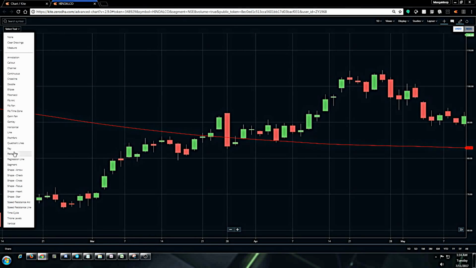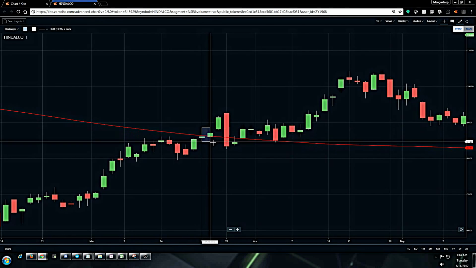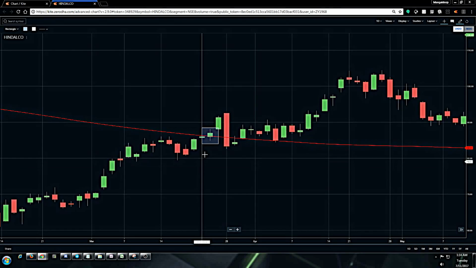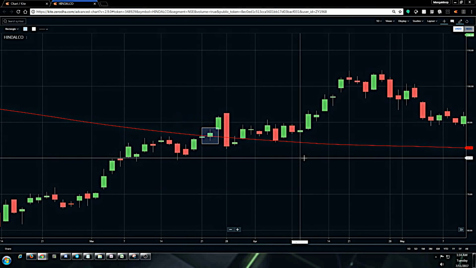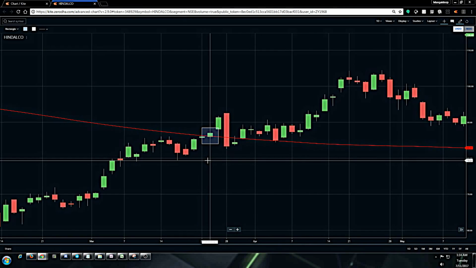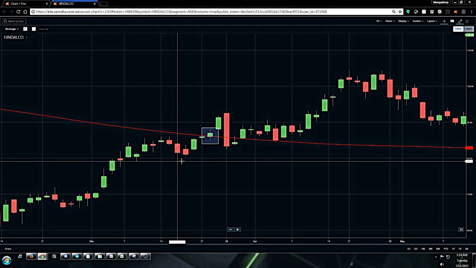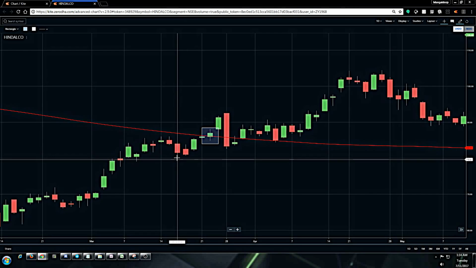Go to rectangles. Okay, so this is the candle which gives us the hint that we can go long, because the candle closes above the 200 SMA. The stop loss in this case will be the swing low. The low of this red candle is your stop loss because it is the recent swing low.